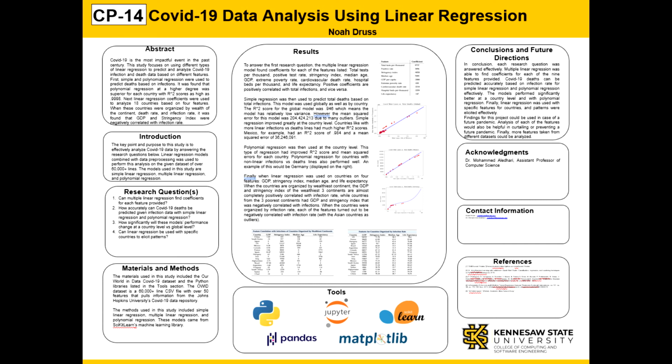For my final research question, I ended up finding that each of these 4 features, GDP, stringency index, which is how strict a country is in terms of lockdowns, median age, and life expectancy, are all negatively correlated with infection rate, and that's with the Asian countries as outliers.